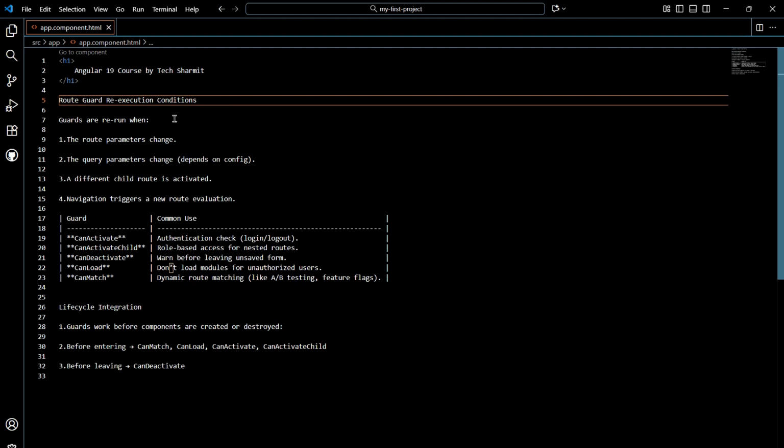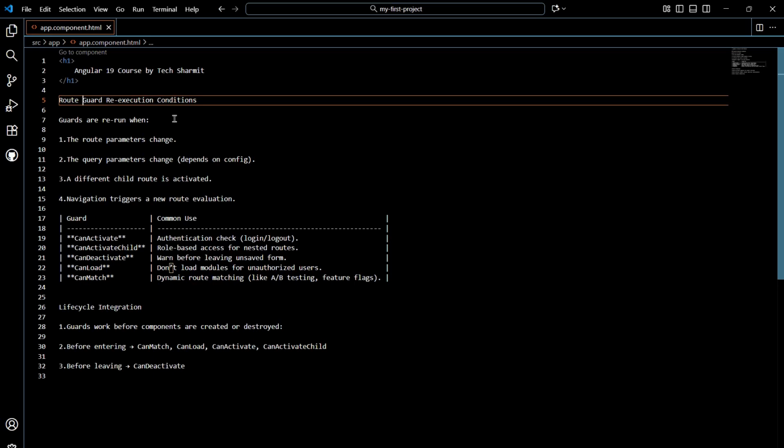The second thing is the query parameters change. I'm sure you know about the query params, because this thing we already discussed in detail in one of the practical sessions, where I showed you how to execute the routes with query params. So here we are just referring to those query parameters, and we are trying to understand that whenever the query parameters are changed, it will re-execute the route guards.